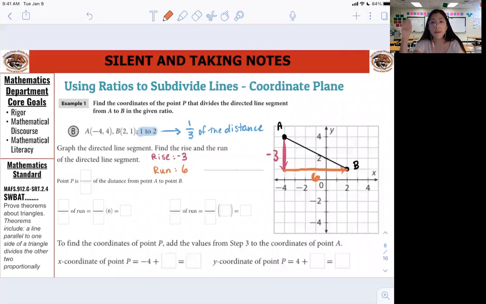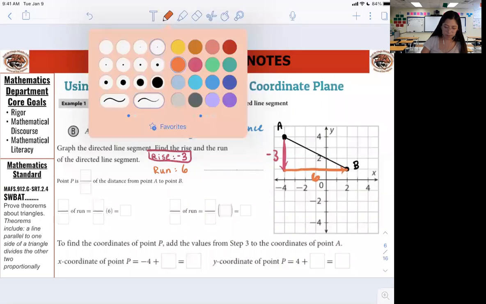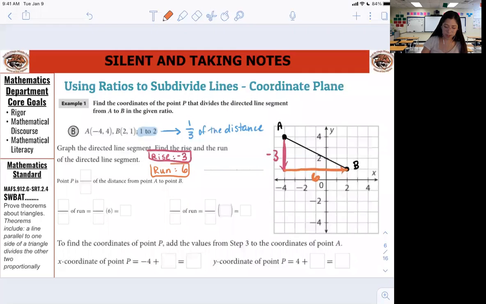Now, the thing is, I'm not going to write it as a fraction. I'm not going to turn it into a slope. I'm just going to write down my rise as a number and my run. Just keep them separate. So we're not going to make it a fraction. We're not going to simplify it. And I'll explain why in a moment.